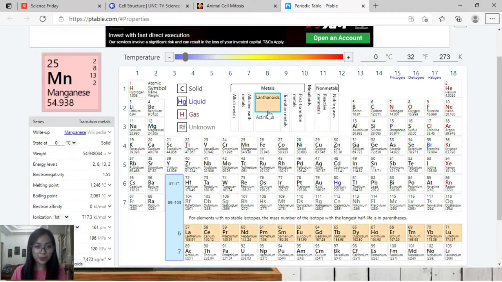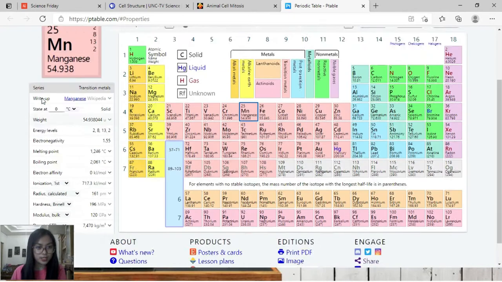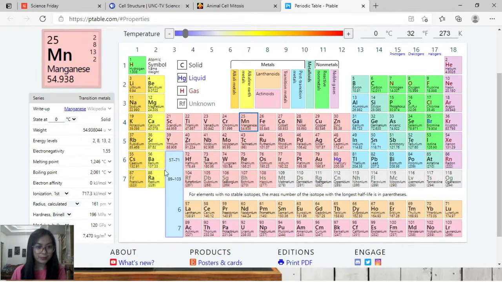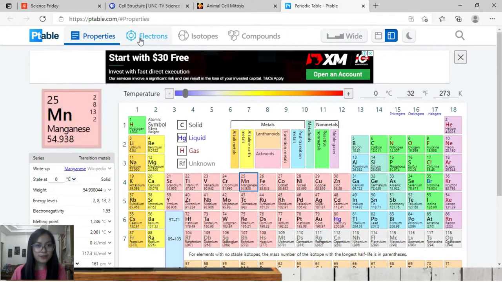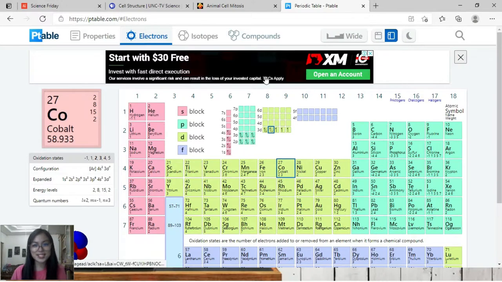So if you want to explore a certain element, we have this, we can click manganese. So here is the information about manganese. Then we also have the electrons. So if we teach electronic configuration, I guess in grade 9, or grade 8, if I'm not mistaken, this is the oxidation states, the energy levels of cobalt. It's very nice. It encapsulates all information about the periodic table of elements.